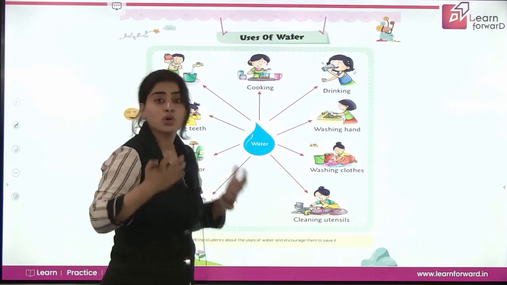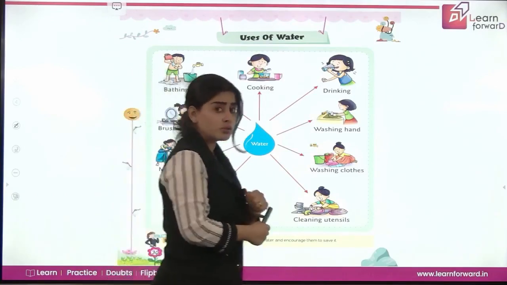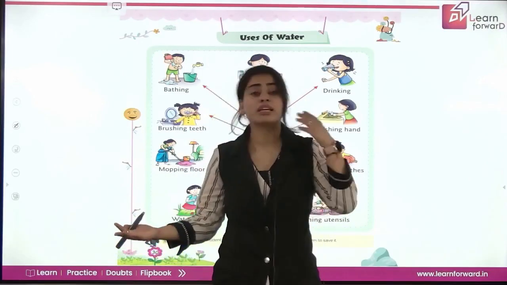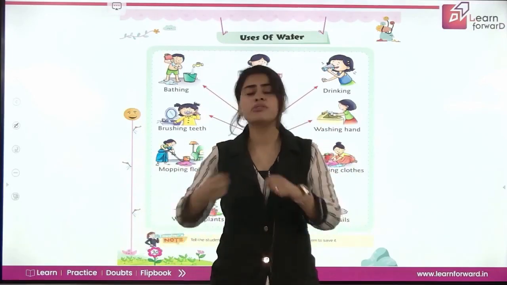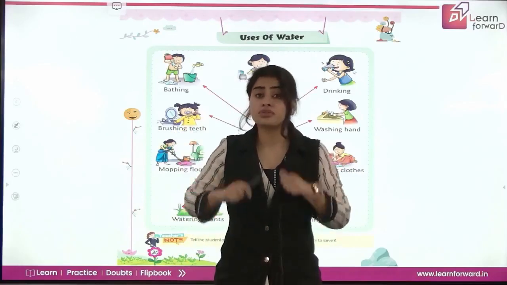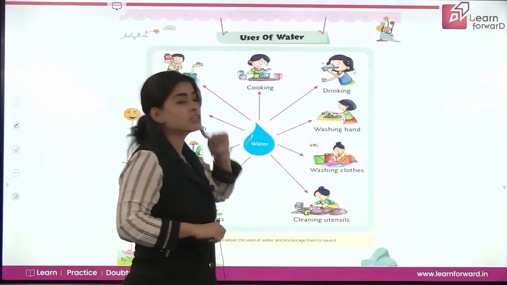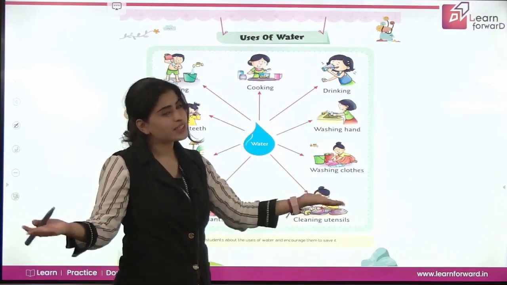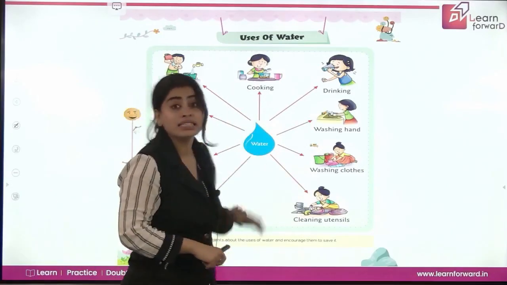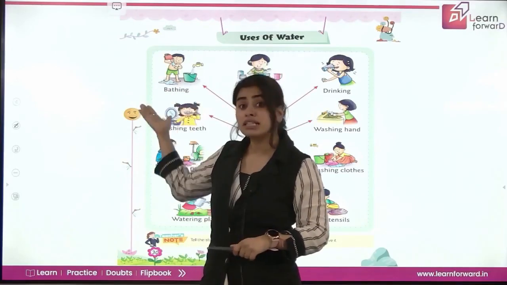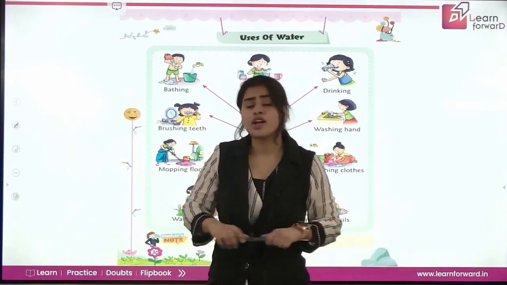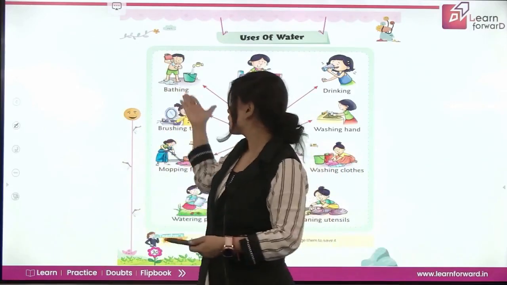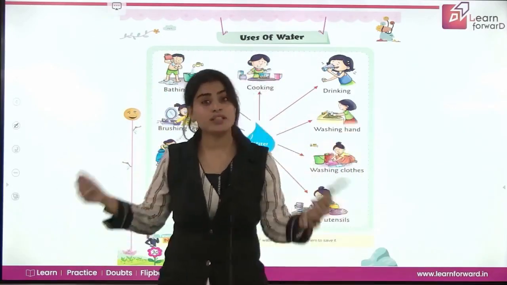First is cooking. If we cook food, we need water, right? If we make tea, we make Maggi, we make vegetables, we make anything, first we are going to use water for that. So, in cooking, we need water. Next is bathing. In bathing, we use water. How do we bathe? By using water. So, in bathing, we need water.